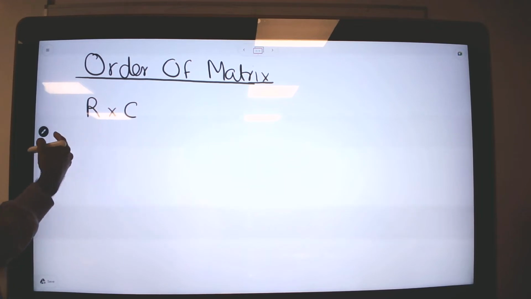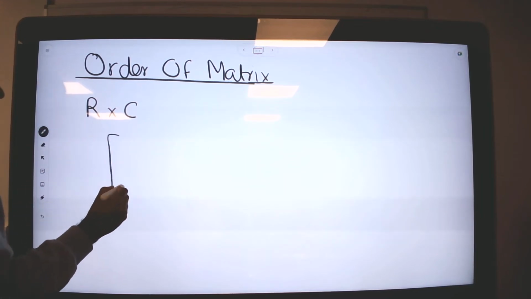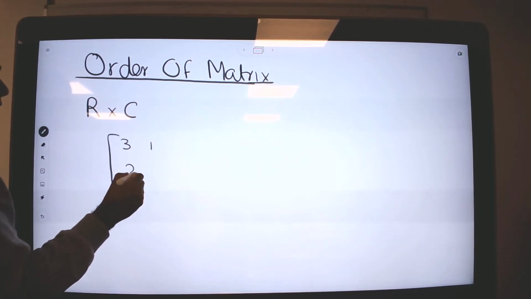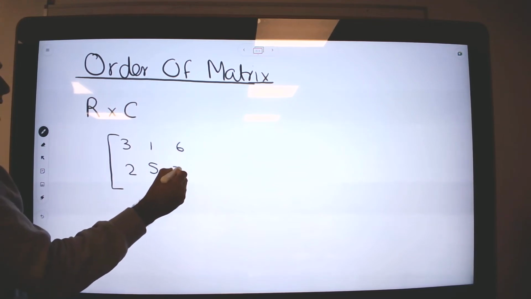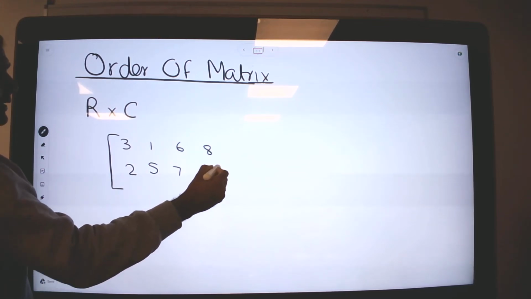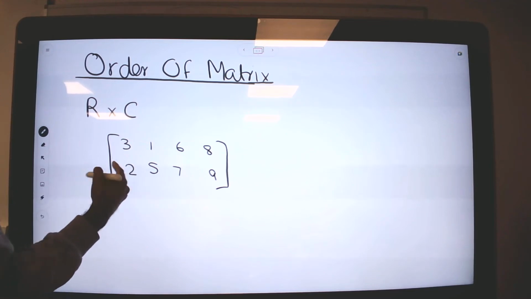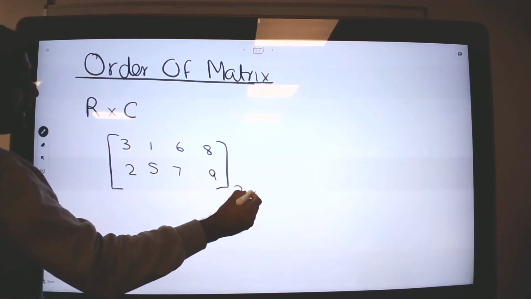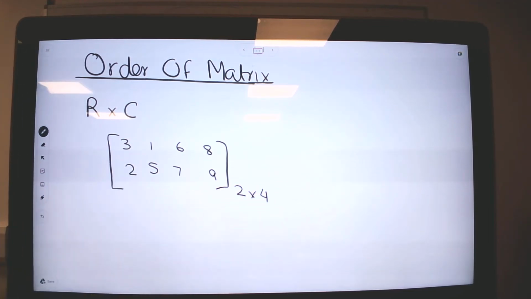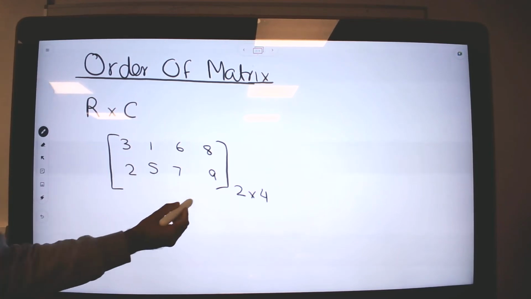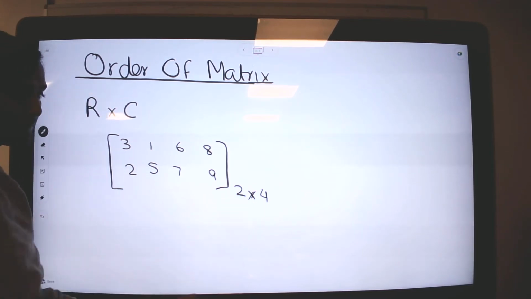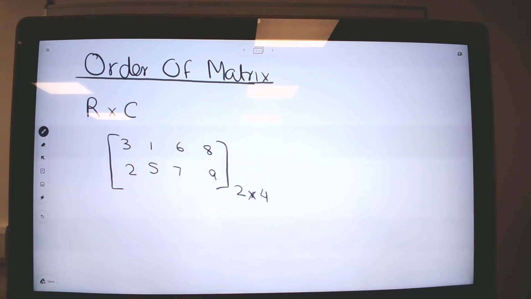We don't call it multiply, it's 2 cross 3. So for example, 3, 1, 2, 5, 6, 7, 8, 9. This one has 2 rows and 4 columns. So it's 2 cross 4. We don't say 8, it's 2 cross 4. That's how we write it down. 2 cross 4 is the order of the matrix.